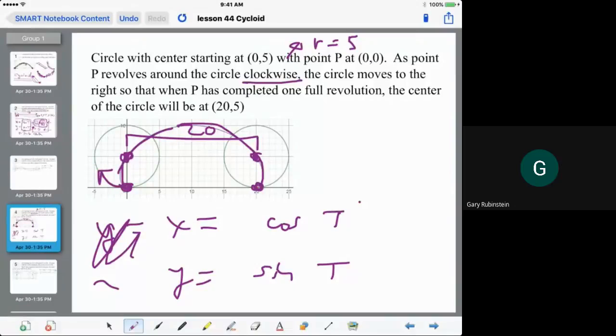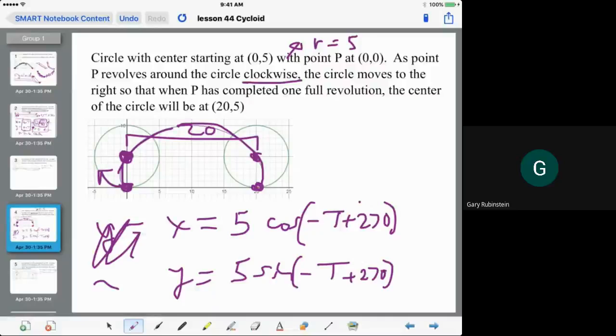Well, a good way to start this question is to say, what if the center wasn't moving? What if the circle stayed with center at (0, 5) the whole time? And if that happened, it would be 5 cosine(negative t plus 270) and 5 sine(negative t plus 270).